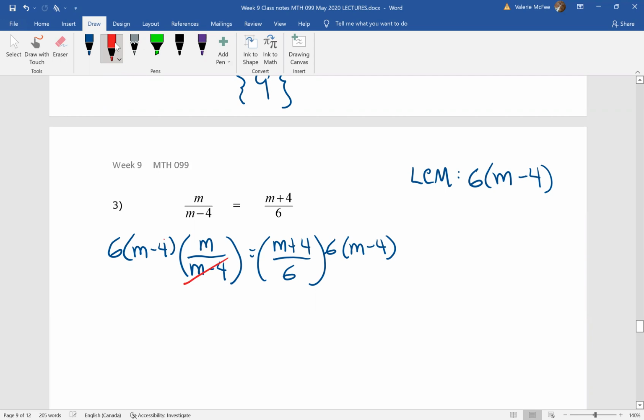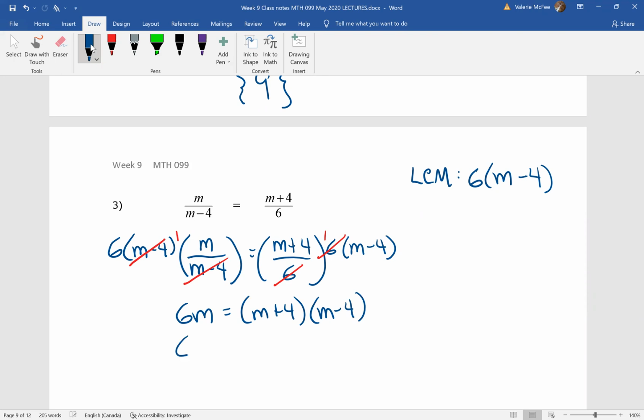I see here that I can divide out the m minus 4s. And on this side, I can divide out 6. So we're left with 6 times m equals m plus 4 times m minus 4. This is a difference of squares. Are you remembering that formula?